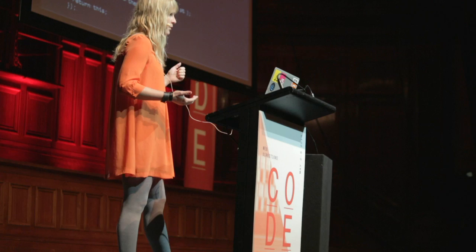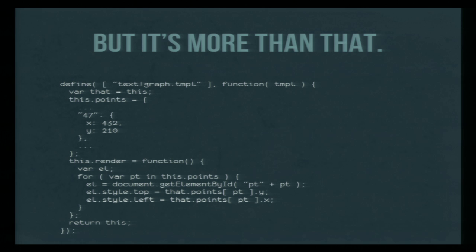It has coordinates where it should be rendered, and then further down in this view or this module that we're looking at, all the points, so the one that we just looked at and all its little buddies, all get rendered and drawn to the screen, basically by setting the CSS properties.